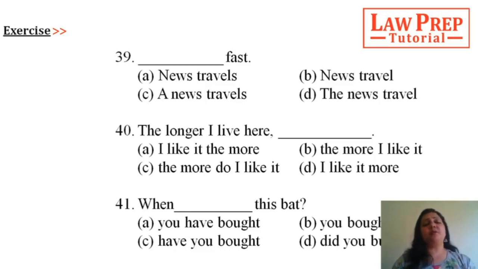Right? Moving to question number 41. Please note in this, which is it? There is a question mark here. Since it's a question mark, WH will be followed by a helping verb. When there's a question mark, WH is followed by a helping verb, and when there's no question mark, WH is followed by a subject. We have two cases of helping verb: when have you bought, when did you buy this bat? We go for when did you buy, because present perfect is not applicable. When did you buy this bat?